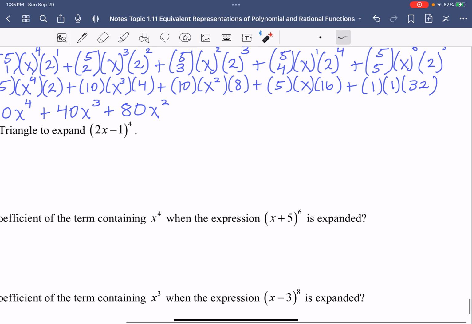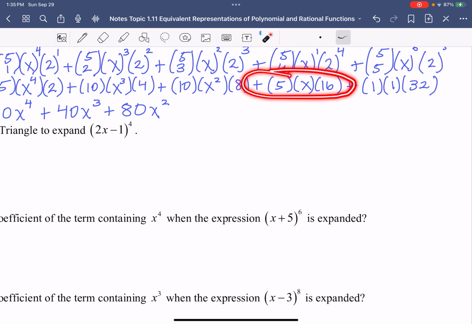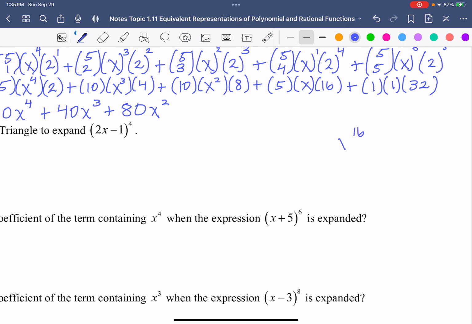Next we have 5 times 16. If you don't know what that is in your head, you can simply multiply by hand. You need to be well versed in multiplication by hand, because a lot of the time you're not going to have a calculator. So 6 times 5 is 30. Put the 0 down, bring the 3 up. 5 times 1 is 5, plus 3 is 8, so this is plus 80x. And then the last term, 1 times 1 times 32 is positive 32.